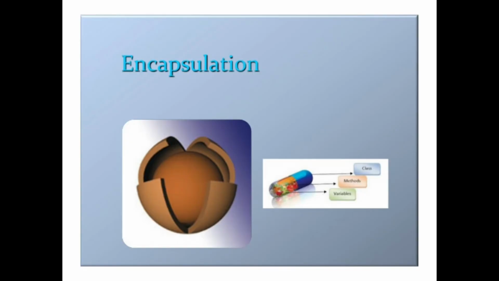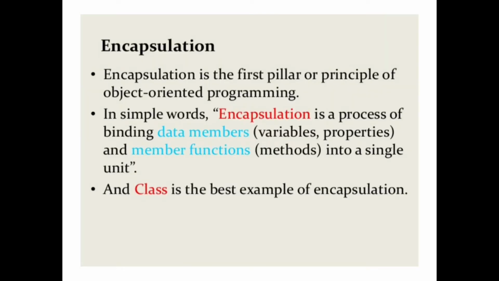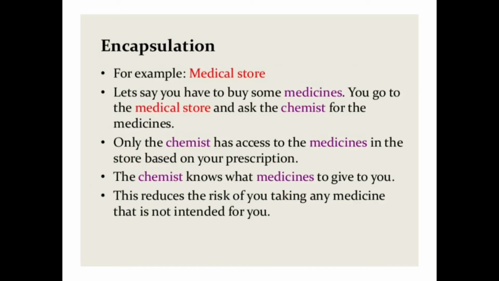Third one is encapsulation. Encapsulation is the first pillar or principle of object-oriented programming. In simple words, encapsulation is a process of binding data members and functions in a single unit, and a class is the best example of encapsulation.